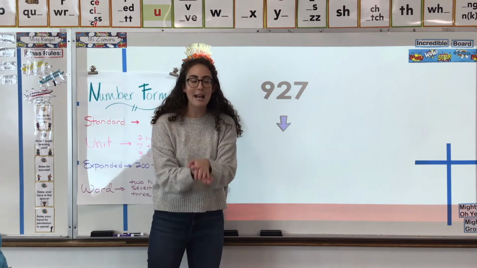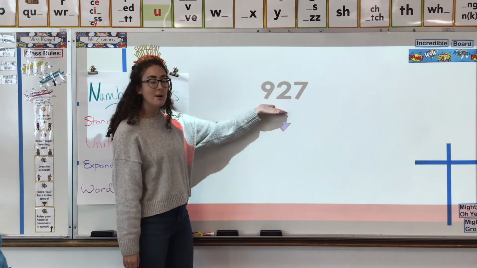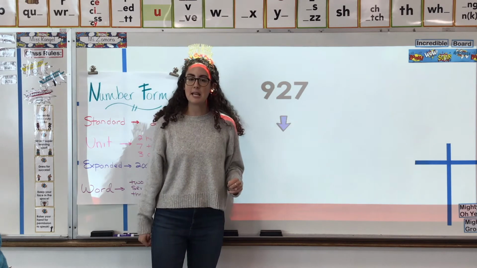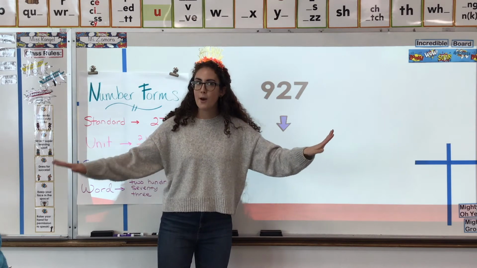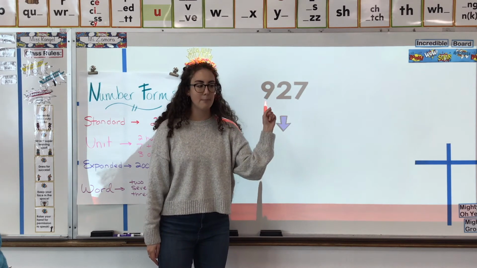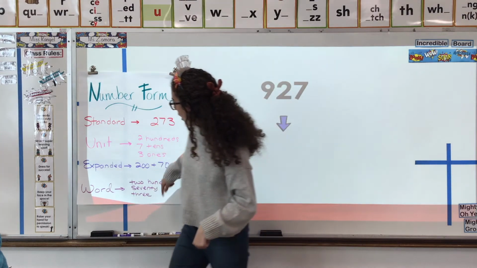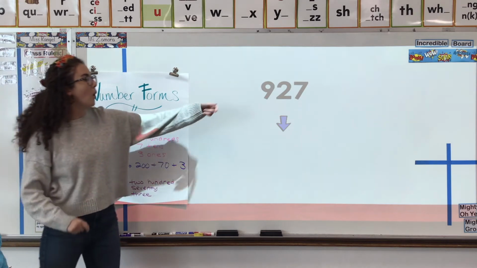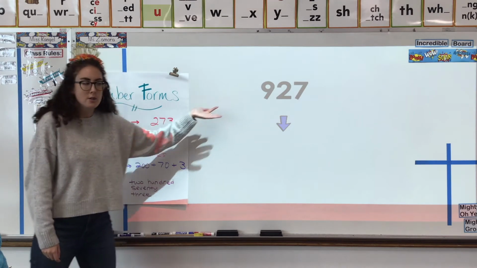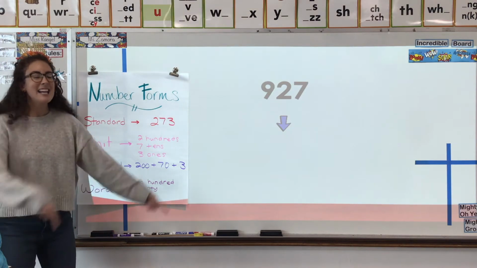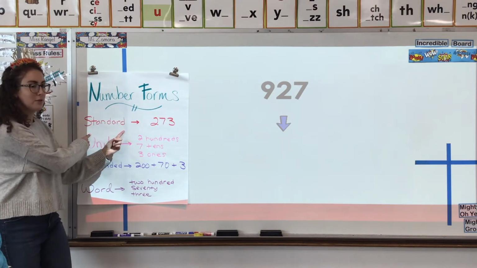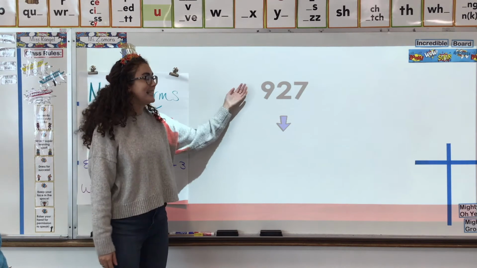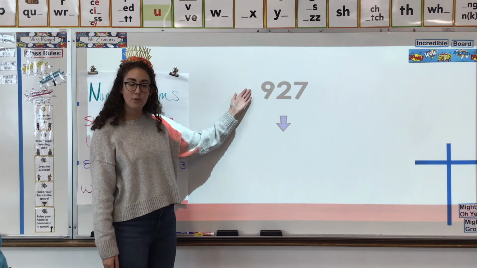So I need you to write down on your whiteboard the number 927. First question. What form is this number in? It's only written in digits, so it's standard form. It's written in standard form, the way that most of us would write numbers. So, we've got 927 in standard form.